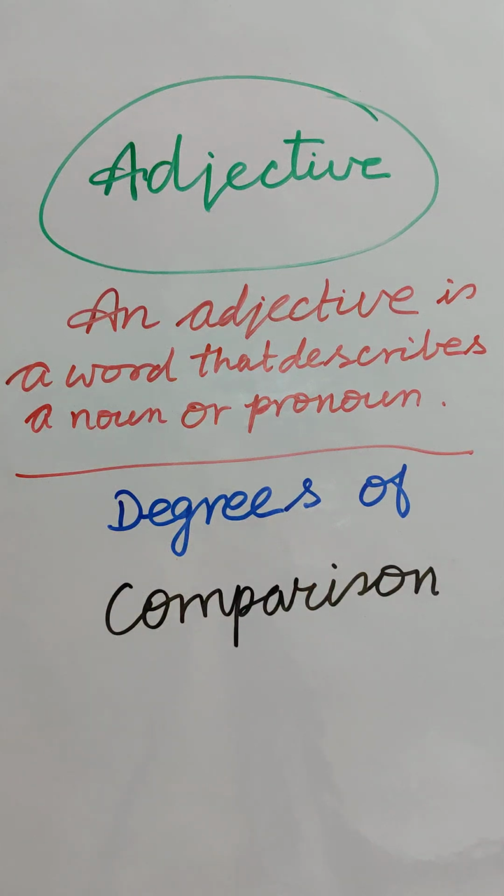Hello friends, he is a good boy and his friend is better than him and you are the best boy. These words are adjectives: good, better and best. So adjectives are the words which are used before a noun or pronoun. An adjective is a word that describes a noun or pronoun.